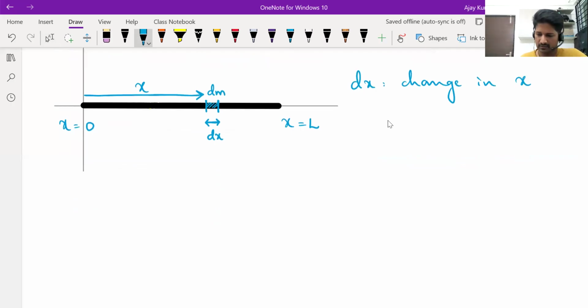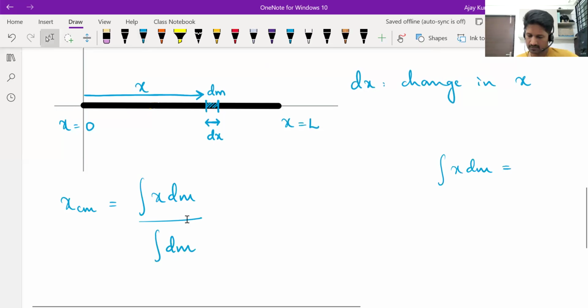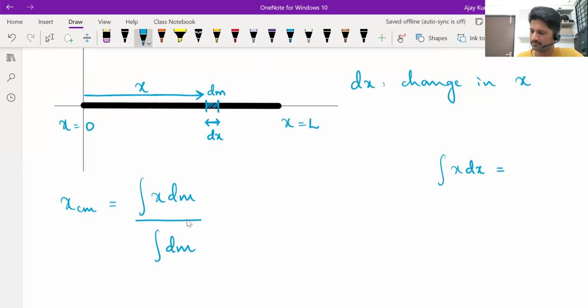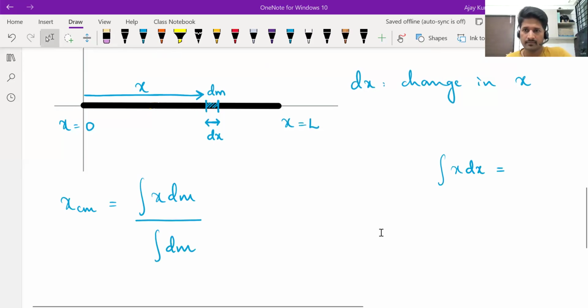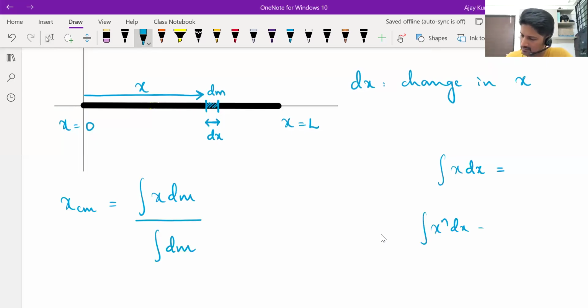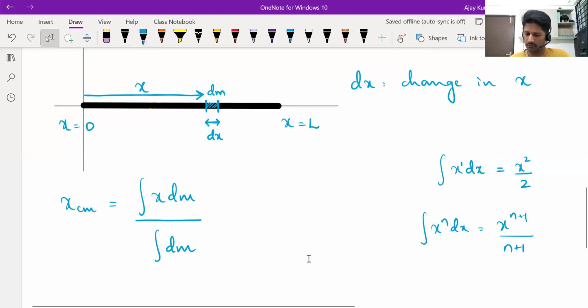Now we know that if all particles lie on the x-axis itself, then the center of mass will also be on the x-axis. So if you want the x coordinate of center of mass, you need to do integral x dm divided by integral dm. One of you tell me, what is integral x dm? There's no direct answer for it. What is integral x dx? x square by 2. Generally, integral of x power n dx is x power n plus 1 divided by n plus 1. If it's only x, it means x power 1, so it becomes x power 1 plus 1 divided by 1 plus 1, x square by 2. But to find the center of mass position, you need to integrate x dm, not x dx. Then what to do? Any idea?